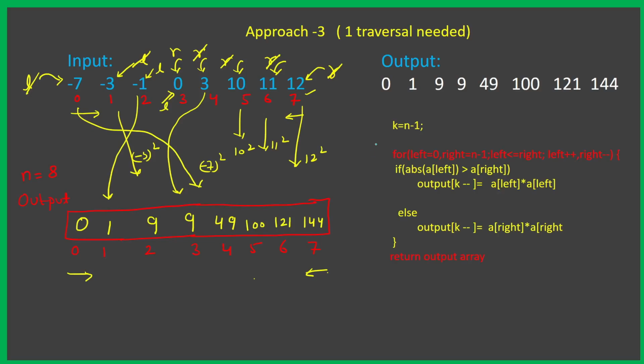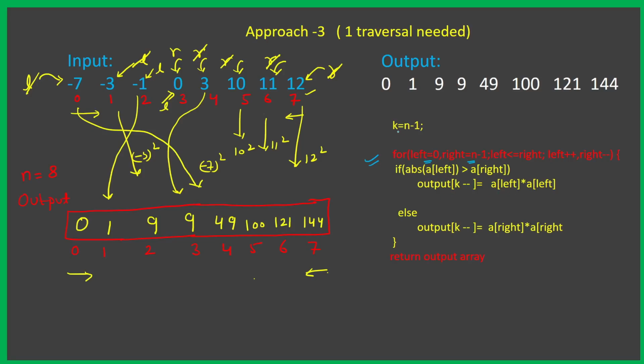So this is the algorithm that we have discussed. Here we have set left equal to 0, right equal to n minus 1, and till left is less than or equal to right, we run this for loop, incrementing left and decrementing right. We compare the absolute value of left with the right, and whichever element is greater, we find the square of that element and store it in the output array.